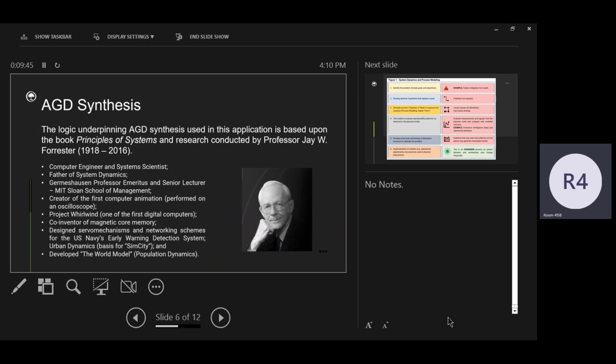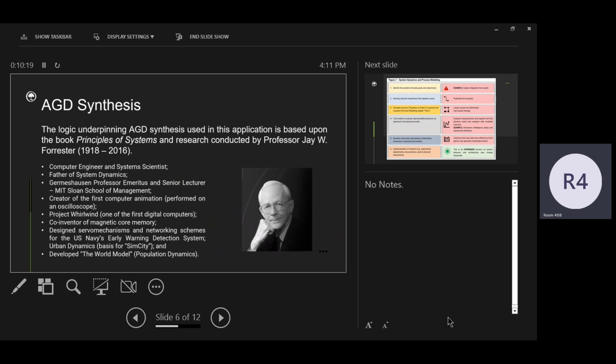And then he went out into the workforce and he was an applications guy. So he was out there interacting with the physical world and making change. And then he later took what he learned in the workforce back to MIT, where he furthered his education, eventually became a professor. And he has a long list of accolades. He is the father of what's known as system dynamics. He was the architect behind the servo mechanisms for the early warning detection systems during the Cold War.